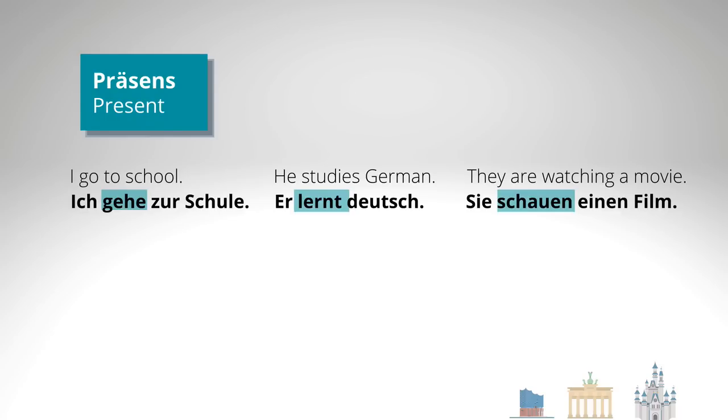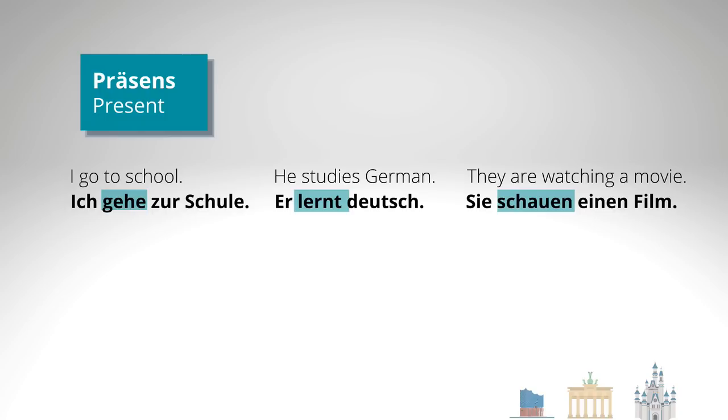I go to school in German would be translated with Ich gehe zur Schule. He studies German would be translated with Er lernt Deutsch. And they are watching a movie would be translated with Sie schauen einen Film. What's interesting for us now is the verb form, because in all of these sentences, the verb form is the present tense, or Präsens, of the corresponding verb.